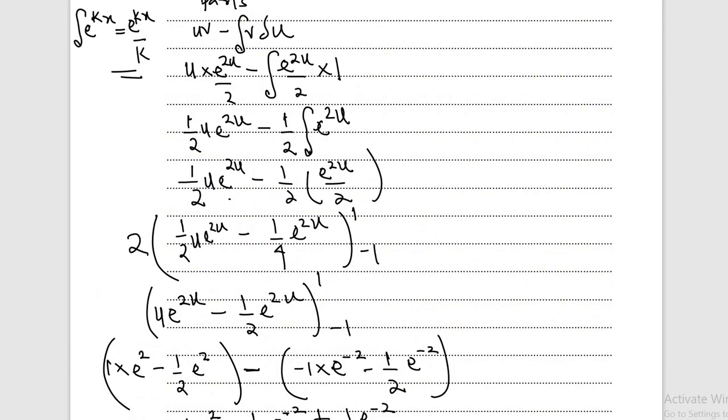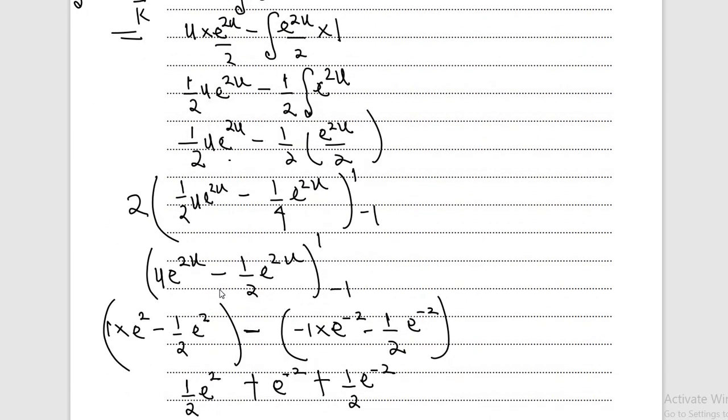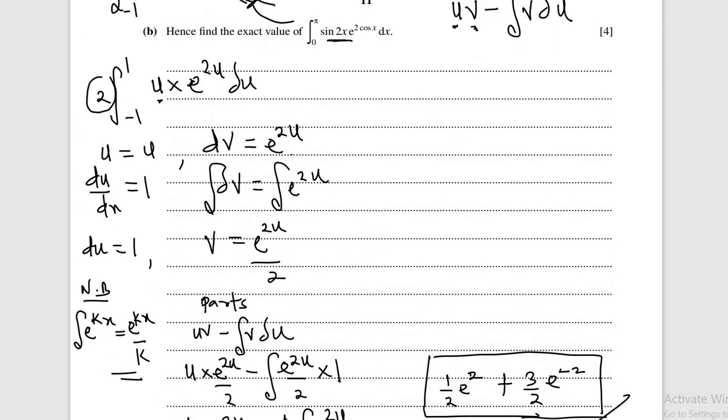So now, after this point, the answer is half e squared plus 3 over 2 e raised to power minus 2. This plus this, they have the same coefficient. You can leave your answer in this form. It's not necessary to put in decimal. If you put in decimal, it's also correct. That's it. Any question in the comment section is welcome.